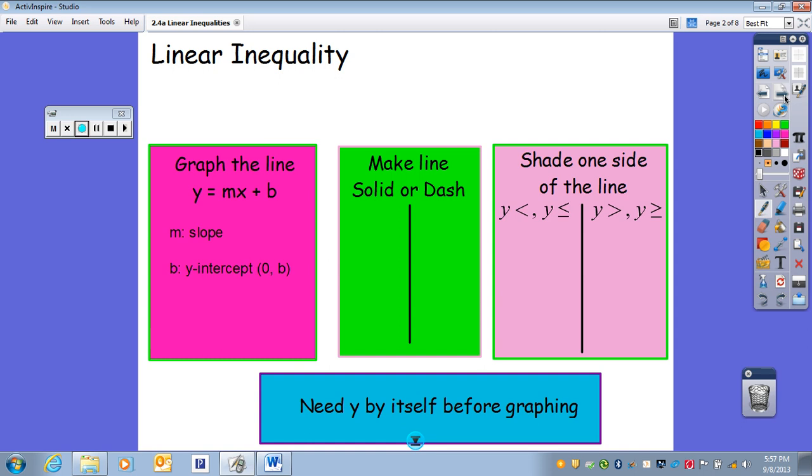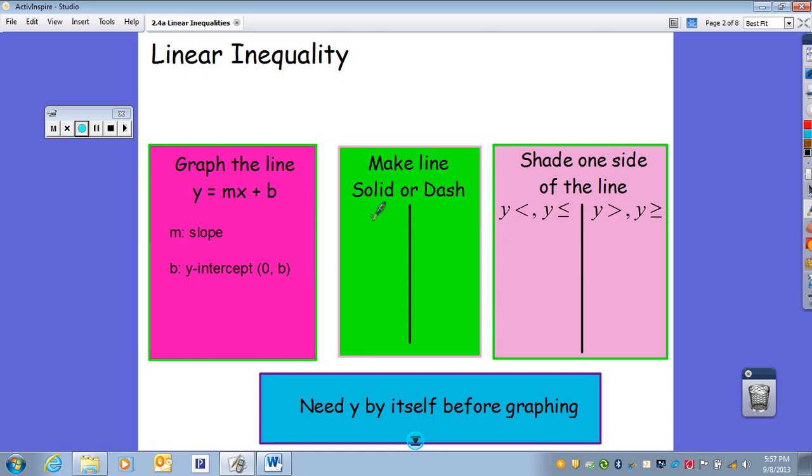Next, you need to decide whether the line that you draw on the coordinate plane is solid or dashed. Remember that if you have a greater than or equal to or a less than or equal to symbol, you're going to make the line solid, and you're going to make it dashed if you have just a greater than or a less than symbol.